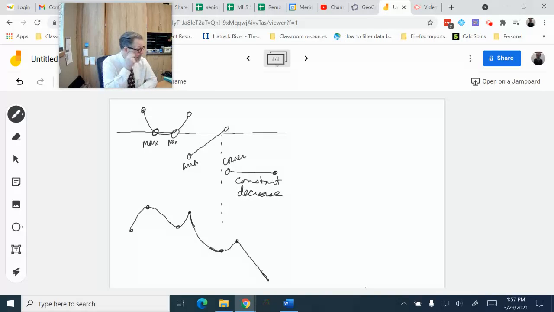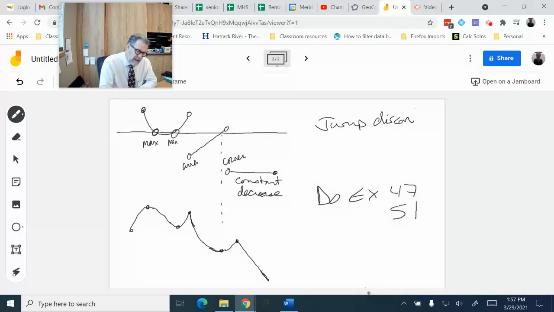Good reminder. So why don't you do exercises 47 and 51 and see if you can come up with the graphs of the functions with jumps. And just remember that a jump discontinuity on a derivative graph implies a corner.